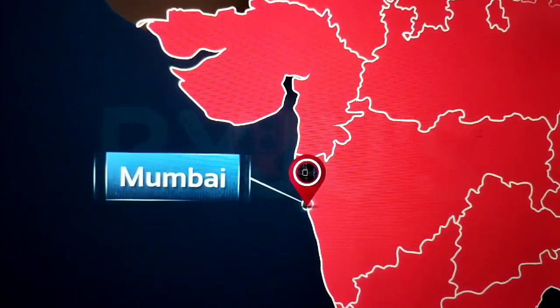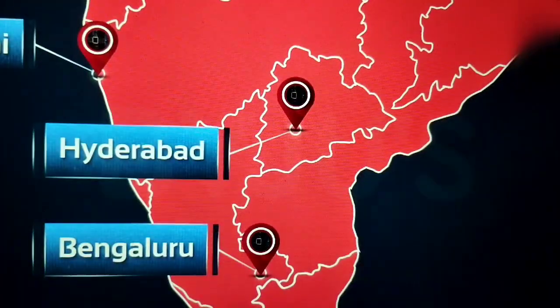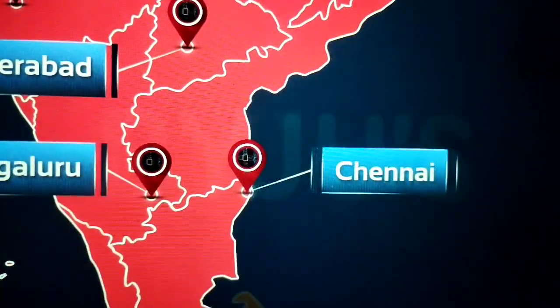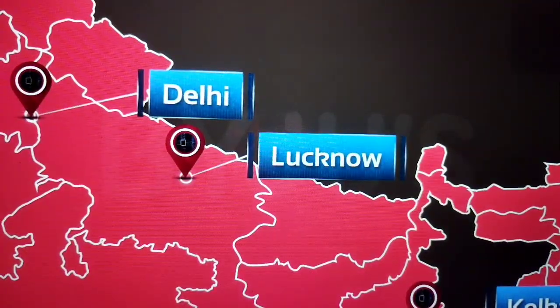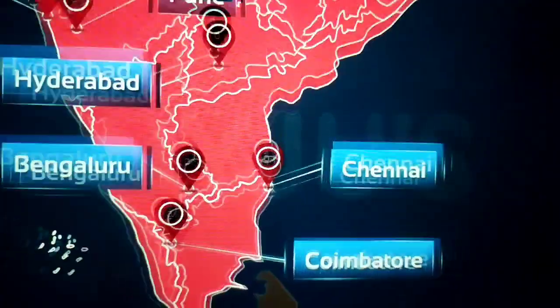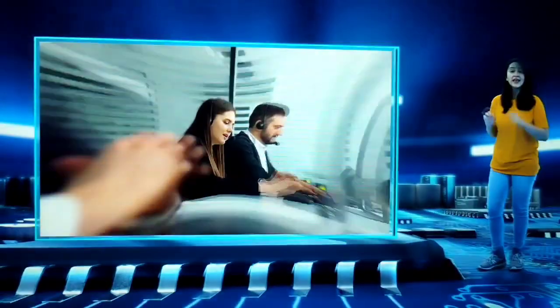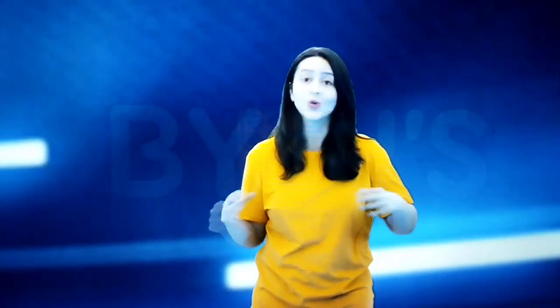Other cities like Mumbai, Delhi, Hyderabad, Pune, Chennai, Kolkata, Lucknow, and Coimbatore are emerging as important centers for electronic goods. This industry has the potential to grow in the coming years as India has developed the ability to provide information technology services to the world.